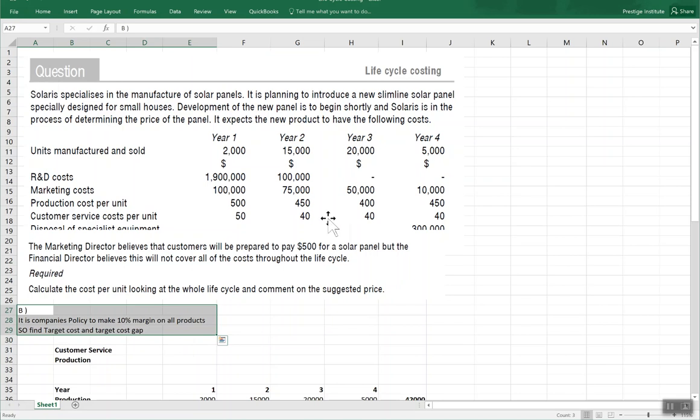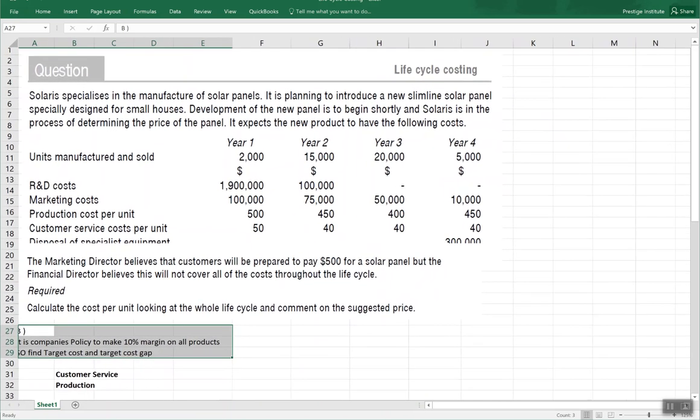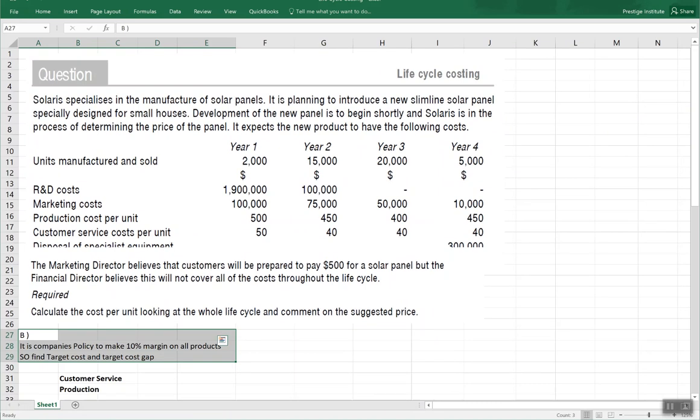Solaris specializes in manufacturing of solar panels. It is planning to introduce new slimline solar panels, specially designed for smaller houses. Development of the new panel is to begin shortly, and Solaris is in the process of determining the price of the panel. It expects the new product to have the following costs. We have units manufactured and sold: 2,000, 15,000, 20,000, and 5,000. Remember, it has a 4-year life.